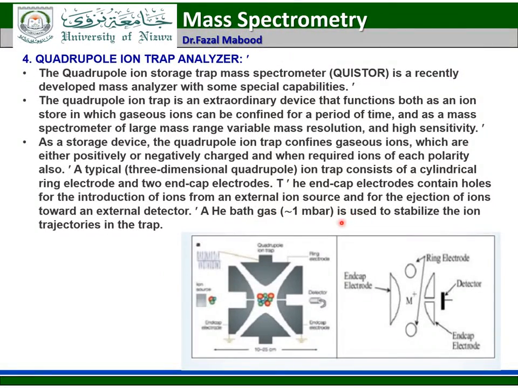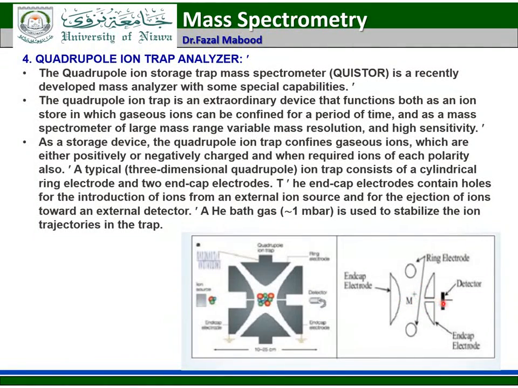Here you see the sample over here, and these are the traps. This is the end cap electrode, this is the ring electrode, and this is the detector. When the ions are attracted and move toward the detector, we get the spectrum.